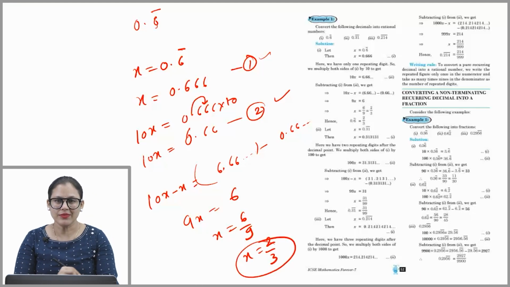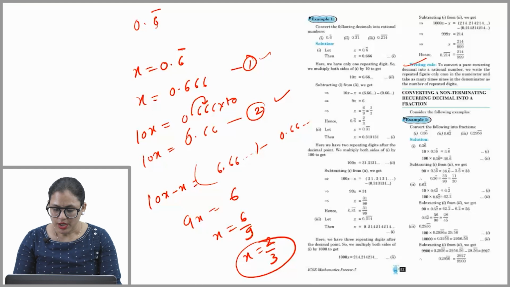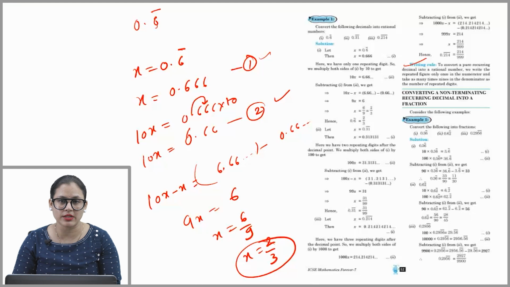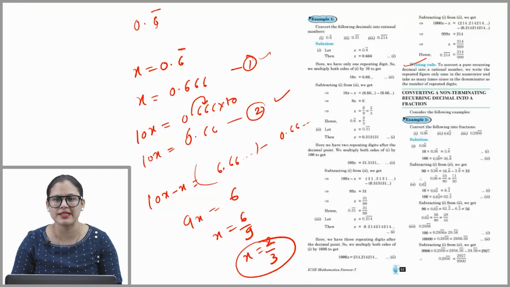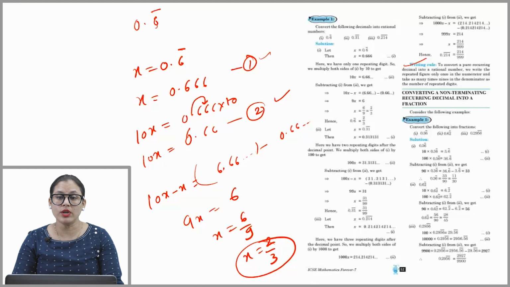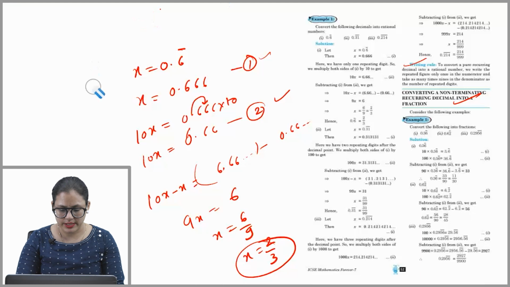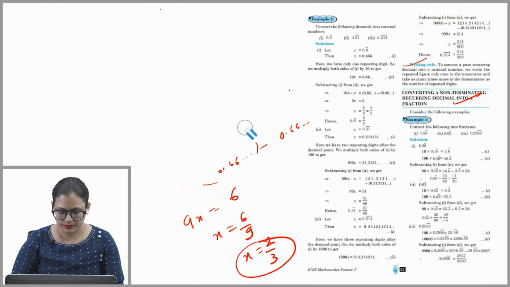Now the writing rule. To convert a pure recurring decimal into a rational number, we write the repeated figure only once in the numerator and take as many 9s in the denominator as the number of repeated digits. Now converting a non-terminating recurring decimal into a fraction. Now consider this example.